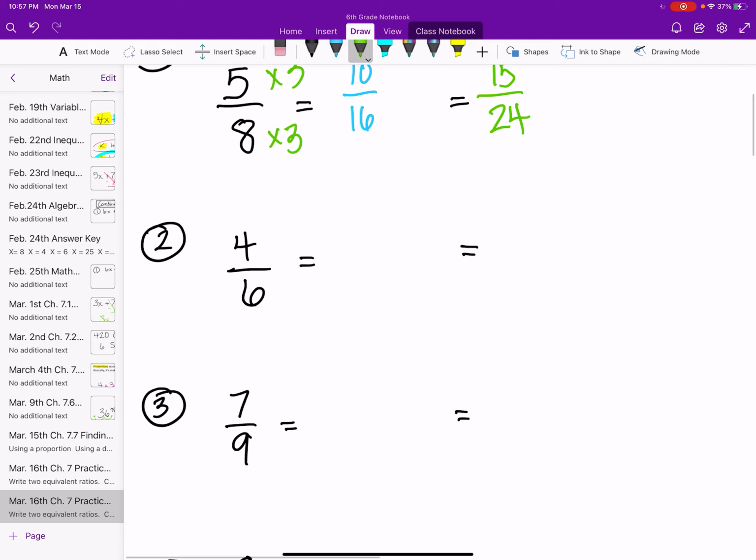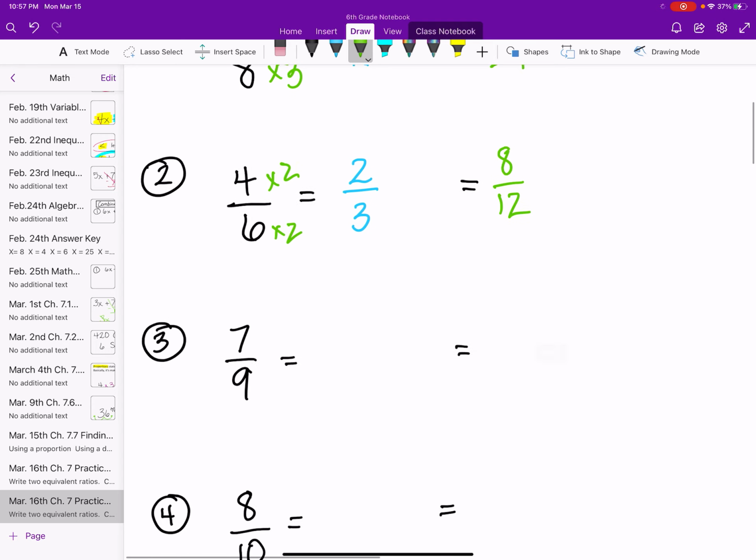Okay, number 2, we can actually divide on this one because our fraction or ratio is not in simplest form. So I could divide by 2 if I wanted to. If you didn't want to divide, that's totally fine. You could do the multiply by 2, multiply by 3 thing. 4 divided by 2 gets you 2. 6 divided by 2 gets you 3. So 2/3 is an equivalent ratio. This time I can't reduce this one any farther, so I'm going to choose to multiply now. I'm going to times by 2. 4 times 2 is 8, 6 times 2 is 12. So 8 to 12 is another equivalent ratio.